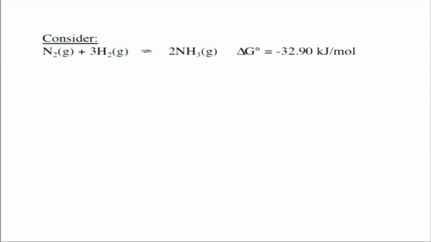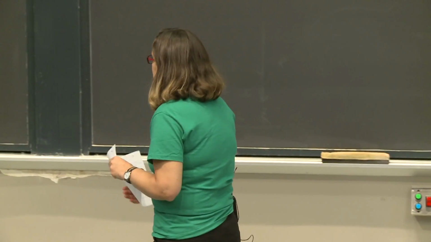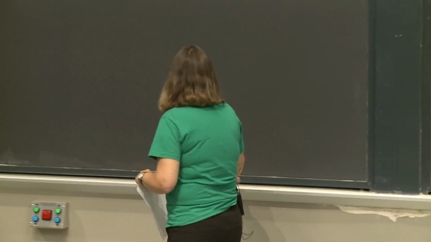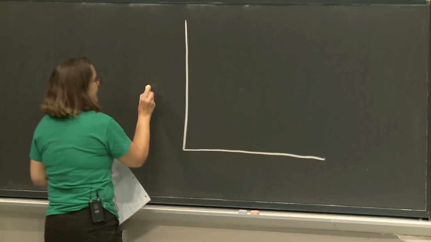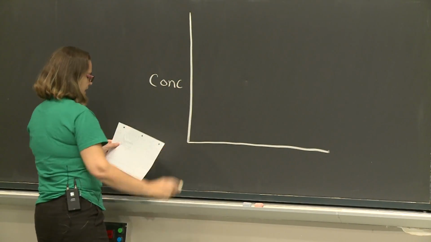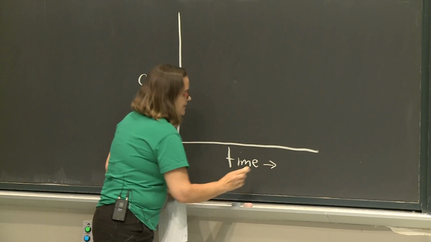So let's look at an example of a reaction, and we're going to talk a lot about this reaction in chemical equilibrium. We have N2, nitrogen, and H2, hydrogen, coming together to form ammonia, and it has a delta G naught of minus 32.9 kilojoules per mole. So let's think about what's happening at the beginning of this reaction. We can plot concentration on one axis, and we can have time on our other axis, with time increasing over here.